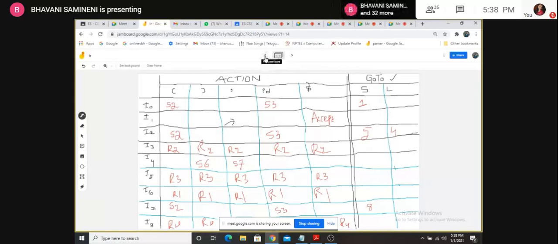So for the next class, in LL1, I have given you a few problems, nearly 15 problems, to solve LL1 grammar. So please construct the LR0 parse table for all the problems.